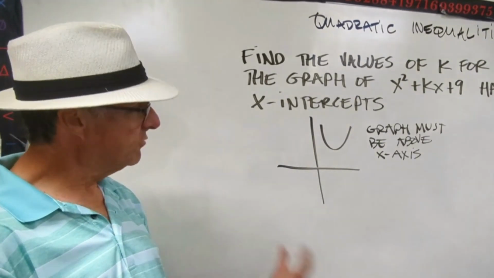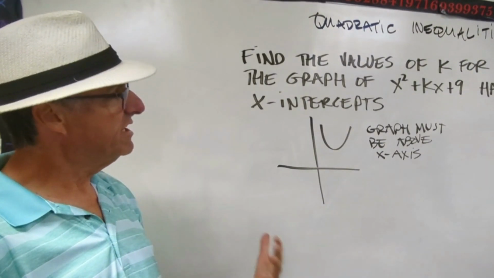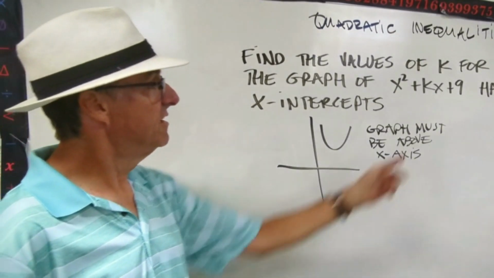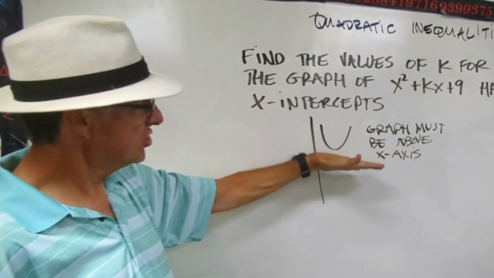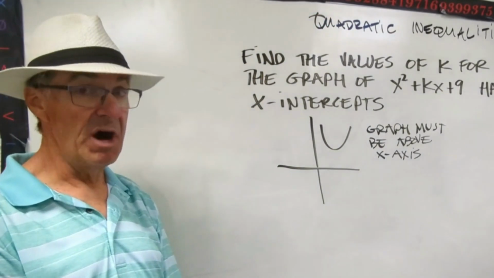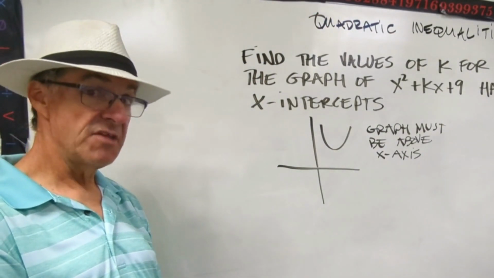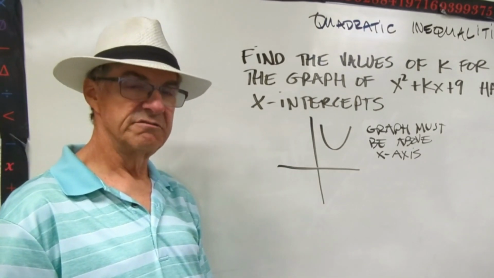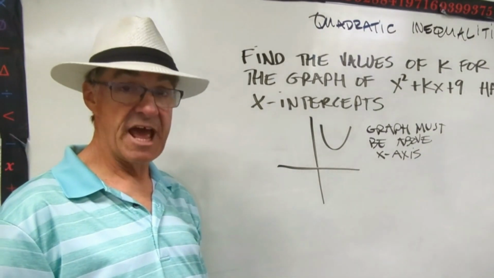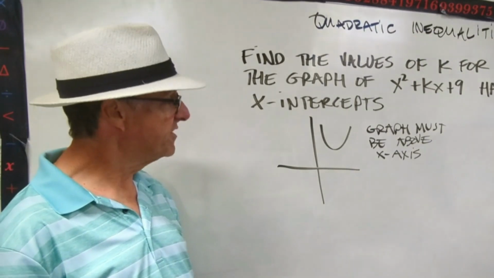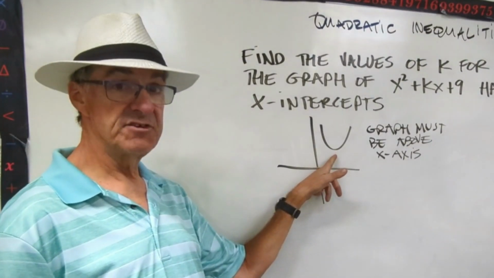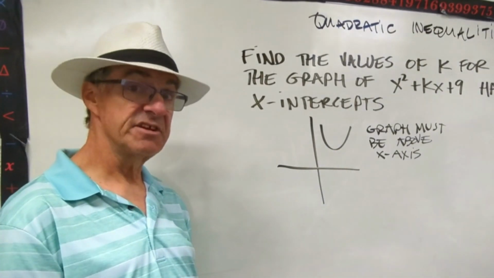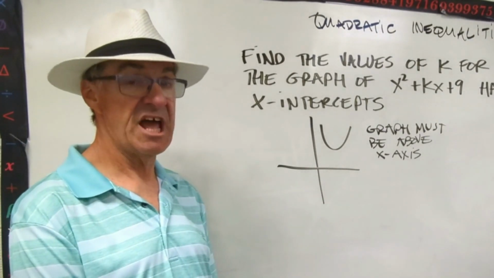Okay, so now that we understand that, now we need to think about how do we find values of k that ensure that our graph is all above the x-axis. So think about that for a minute, come back. All right, now I'm going to pose a question. What does the discriminant have to be in order for this to be true? In order for the graph to be above the x-axis? Think about the discriminant. What condition does it have to have?